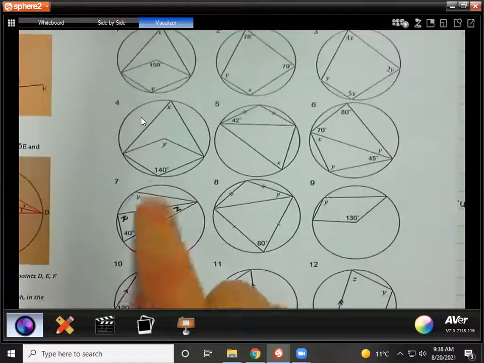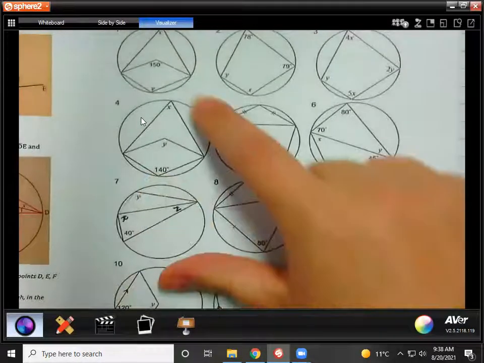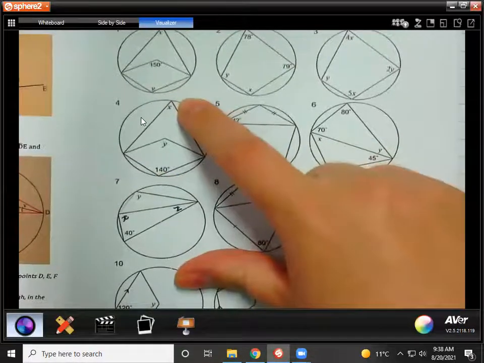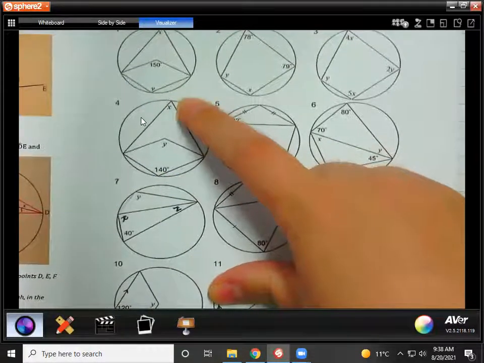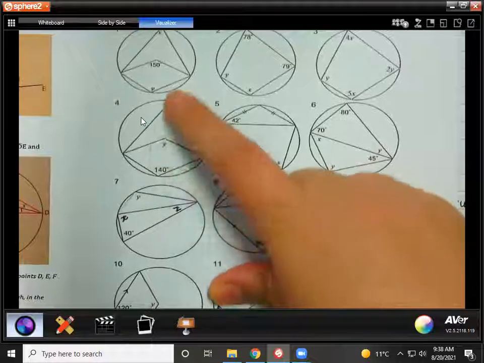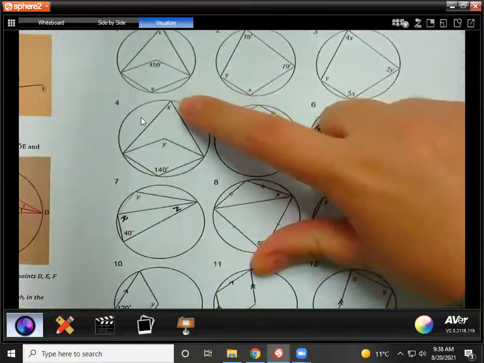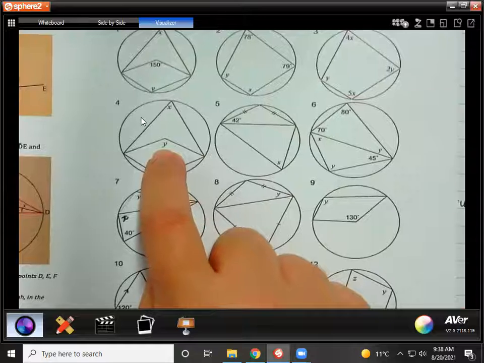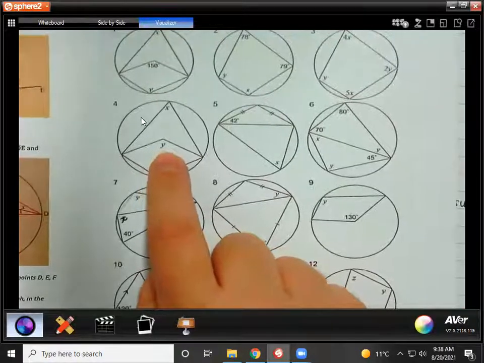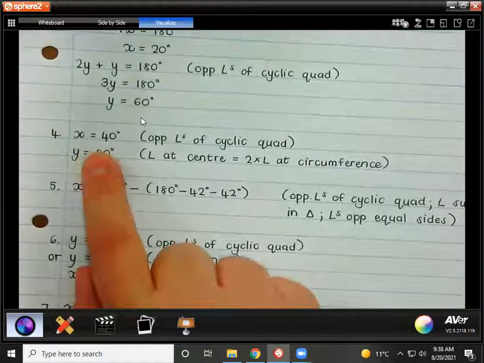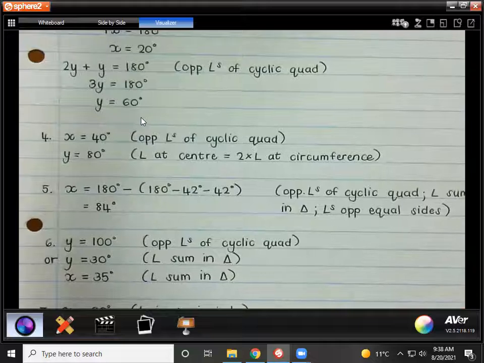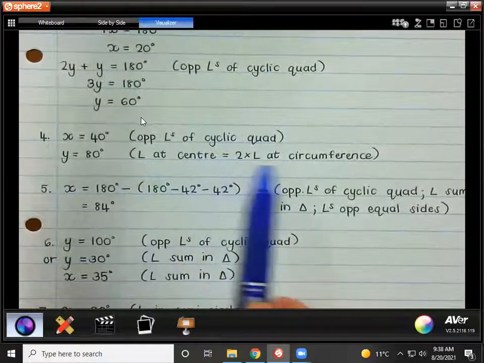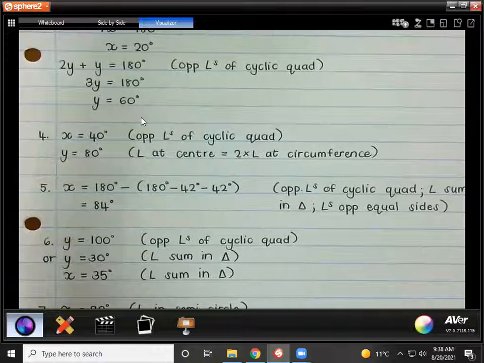We had that is 140. So x is the opposite angle in this cyclic quad. So x must be 40 degrees, right? So that these two equal 180 if I add them together. So if that is 40, the angle at the circumference, the angle at the center must be double 40, 2 times 40, so 80 degrees. Right, so x equals 40 degrees, opposite angles of cyclic quad. Y equals 80 degrees, angle at center equals 2 times angle at circumference.